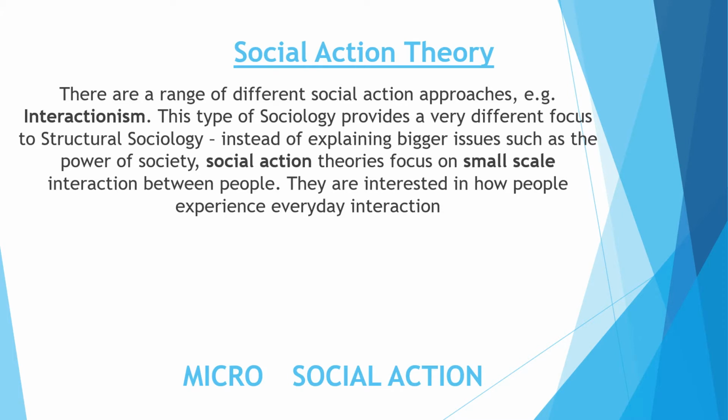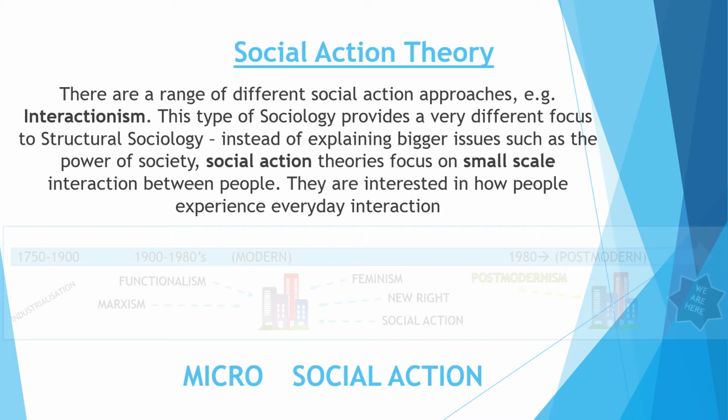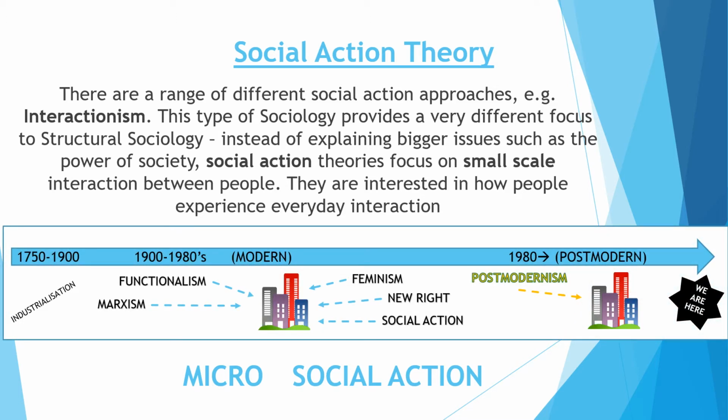So as you can see just by those big two definitions at the bottom, it's a micro approach and it's a social action approach. It's very different to what we've done so far. If you think about the other theories we've reviewed, we've looked at functionalism, Marxism, and feminism. All of these theories have been macro and structural. They've also been, in the case of Marxism and feminism, conflict, and functionalism was consensus. Now, social action theory, where we are today, is very different because it's a micro approach.